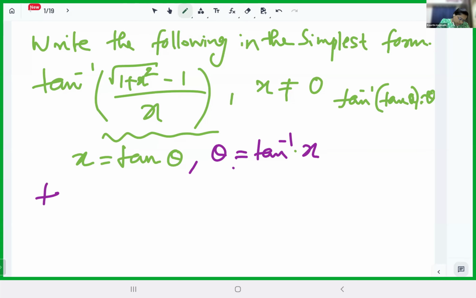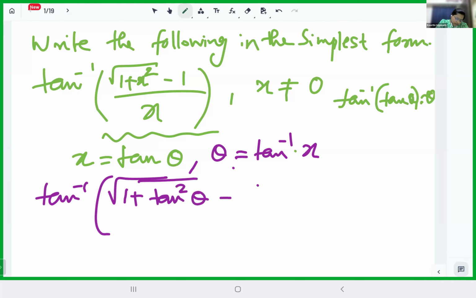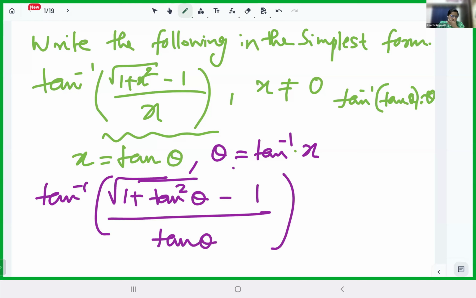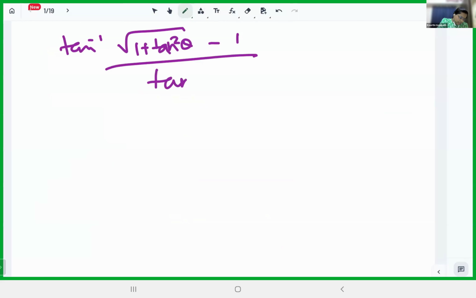Now what you have to do, you have to substitute the value of x in the question. That is root of 1 plus x square, in place of x square, you can put tan square theta, minus 1 by tan theta. Root of 1 plus tan square theta minus 1 by tan theta. Is that clear to you? We have just substituted the value of x in the question. So tan inverse of root of 1 plus tan square theta minus 1 by tan theta.